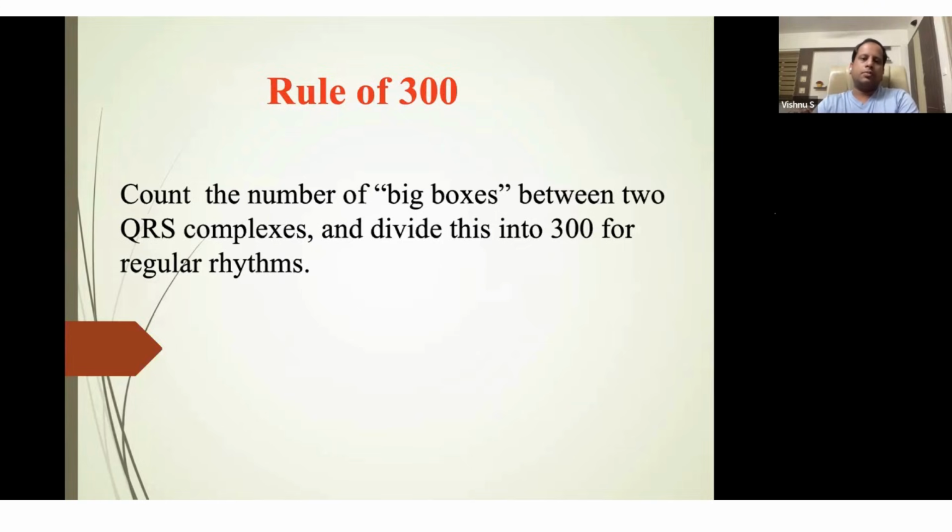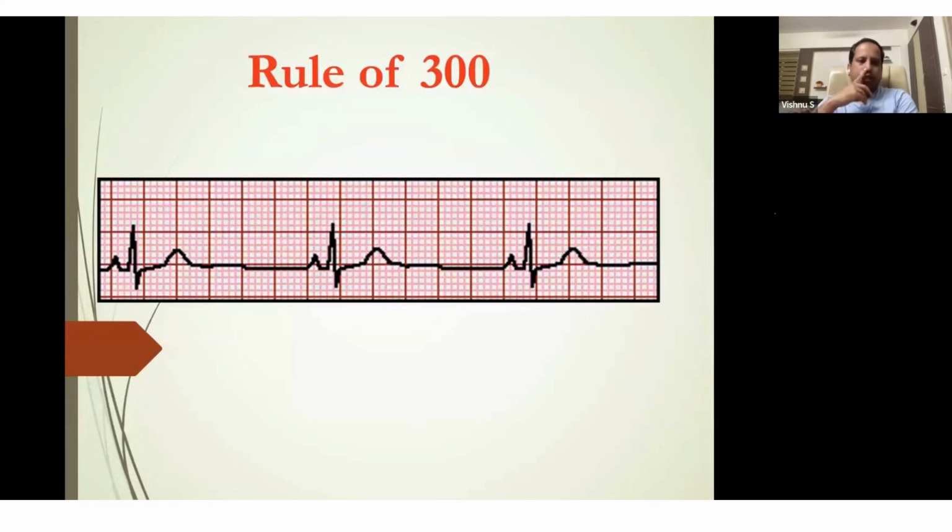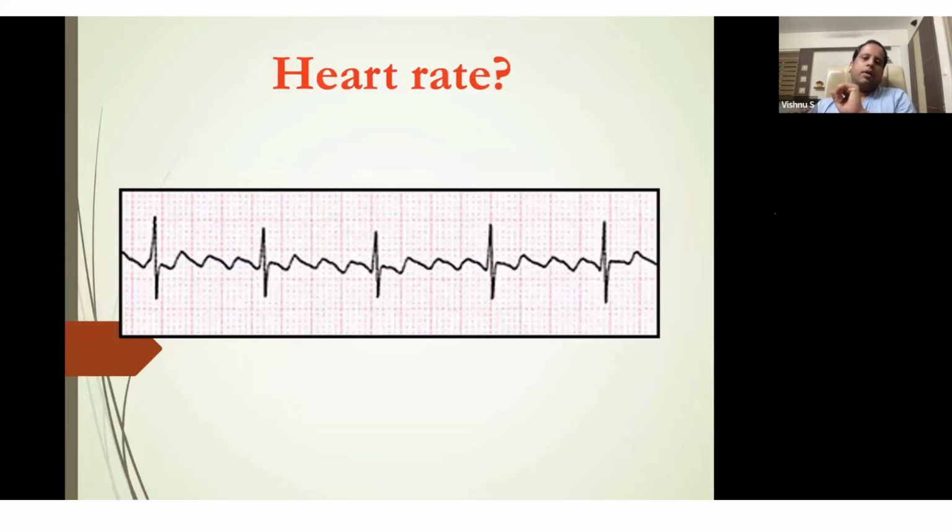You count the number of big boxes between two QRS complexes and divide 300 by this for regular rhythms. ഇതാണ് ഇതിനകത്ത് റൂൾ ഓഫ് 300. ഈ രണ്ട് QRS ഉള്ളതിന്റെ ഇടയ്ക്കുള്ള ലാർജ് സ്ക്വയർസ് 1, 2, 3, 4, 5, 6. You divide 300 by 6 will give 50 beats per minute. So this patient's heart rate is 50 beats per minute. 300 divided by the number of large squares. And this also the same, 300 divided by 1, 2, 3, 4 squares between two QRS complexes. So the heart rate is 300 by 4, which is 75 beats per minute.